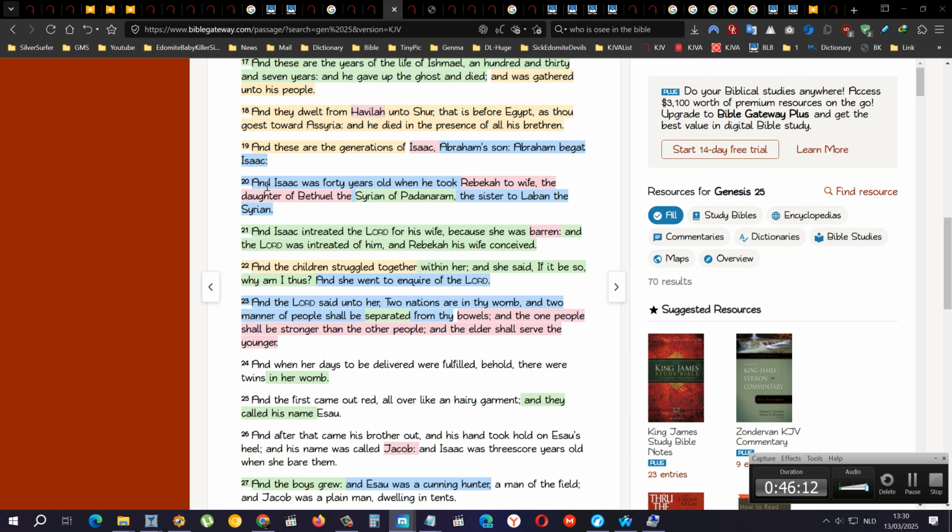So in Genesis 25:20, Isaac was 40 years old when he took Rebekah to wife, the daughter of Bethuel the Syrian of Padan Aram, the sister to Laban the Syrian. Again, he is not from the bloodline of Aram. He's from the bloodline of Eber, just like his father Bethuel, and Bethuel's father Nahor, and Nahor is the brother to Abraham, right? So that's that part.